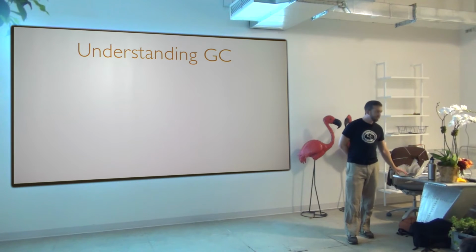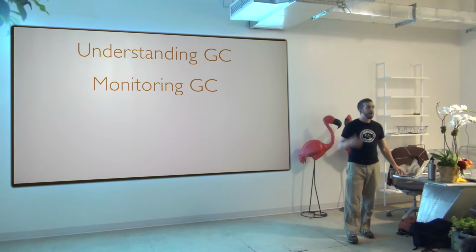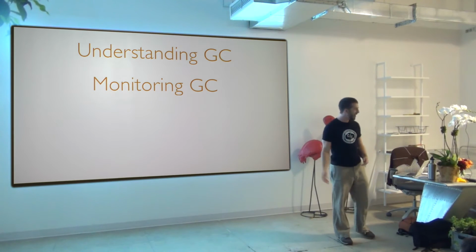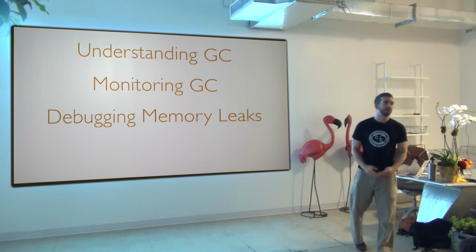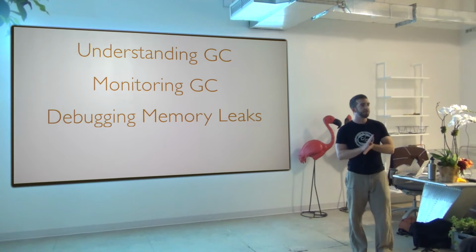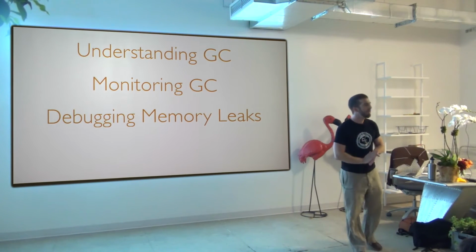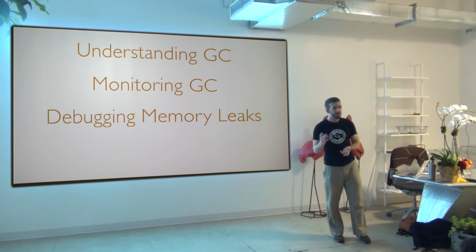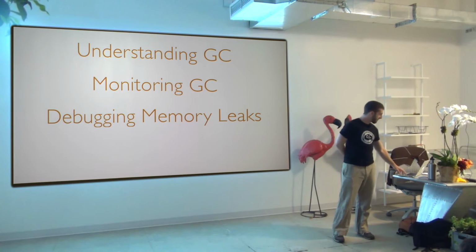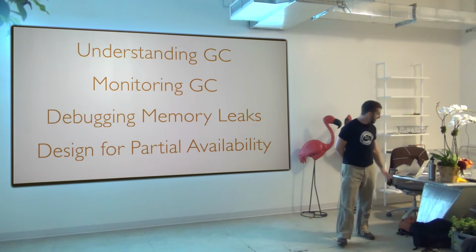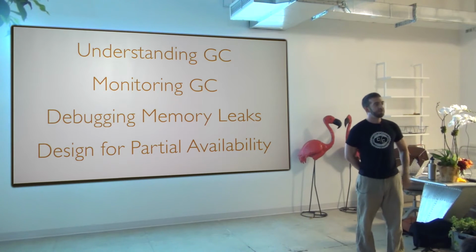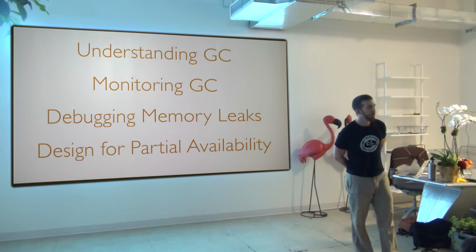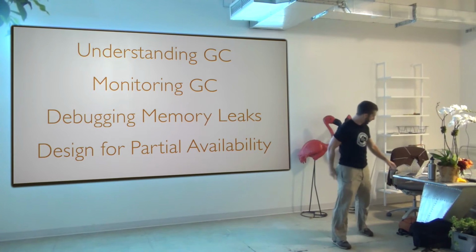So we're talking about understanding garbage collection, building up a basic mental model of how it works, how to monitor it, how to know when it's happening, why it's happening, the details of what's happening. Some basics about debugging memory leaks. Just because you have a garbage collected language and runtime doesn't mean you can't have memory leaks. And they can be particularly insidious, but there's a couple of good techniques I've found for finding them. And then finally, probably the most important part, which is designing for partial availability. When you have a system that might go away because of a garbage collection pause, you have to design for that. And so we're going to talk about that.